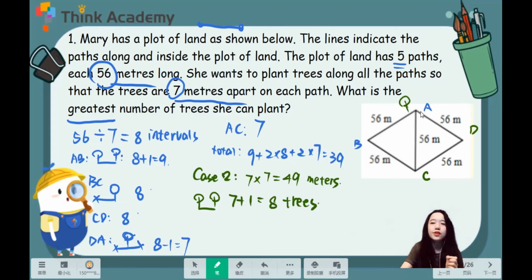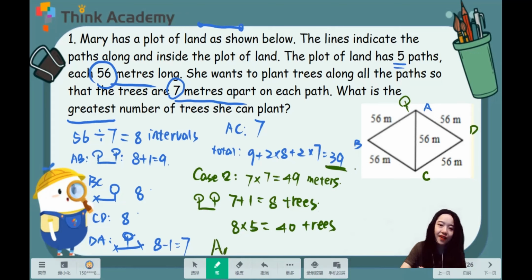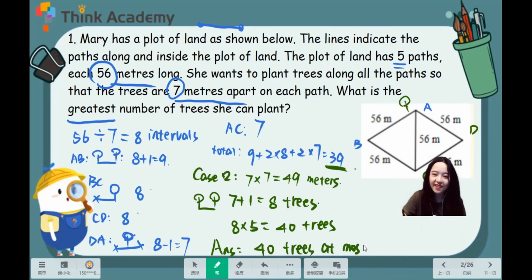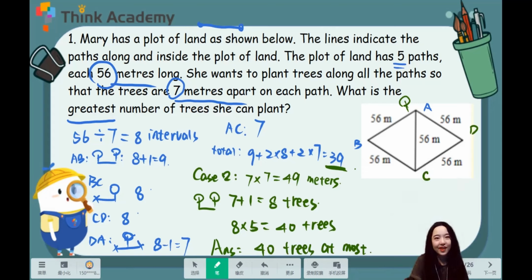First, we didn't plant trees on the intersection, so when we plant trees on the next road, we can also plant 8 trees. And here are 5 roads, so altogether we can plant 40 trees. This is more than 39. In other words, if we avoid planting trees on the intersection of any two paths, at the most, we can plant 40 trees. So the correct answer for this question should be 40.